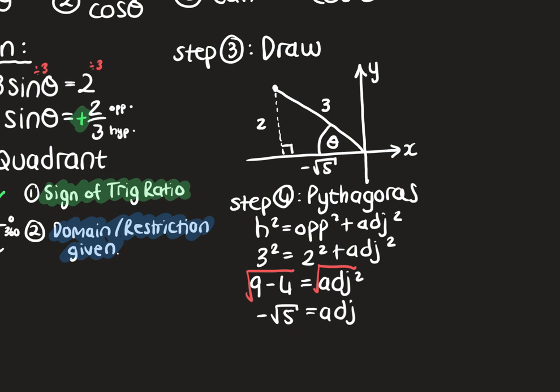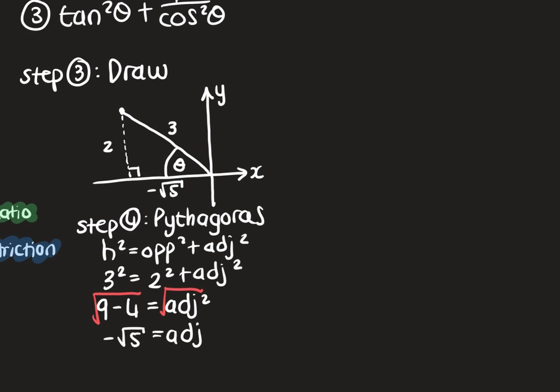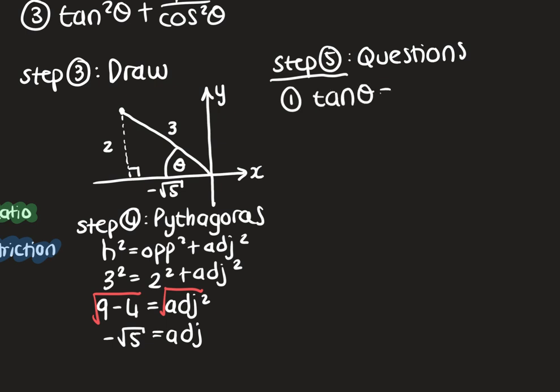Okay, fantastic. So step 5 is now to answer the questions. Now we're going to use our triangle, and I'm going to do it on the right here. Step 5 is questions. Let's see what our first question is. Tan of theta. So we're reading our triangle now. Tan of theta is opposite over adjacent. So my answer for tan of theta would be minus 2 root 5 over root 5.